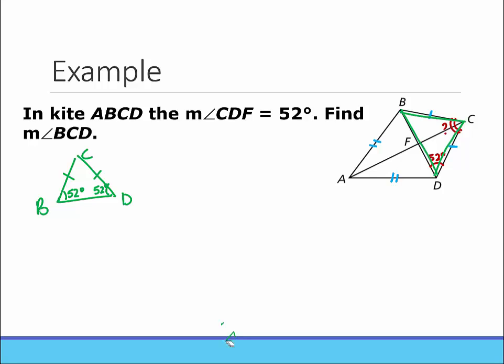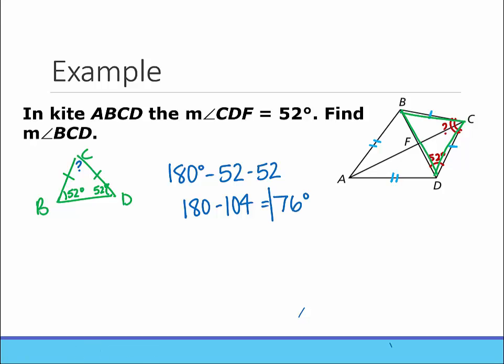And then we can use the fact that all angles in a triangle add to 180 to figure out this last one up here that we don't know. So we're going to take 180 and subtract 52 twice. So we're really subtracting 104. And that gives us 76 degrees. So I know that the measure of angle BCD has to be 76 degrees.